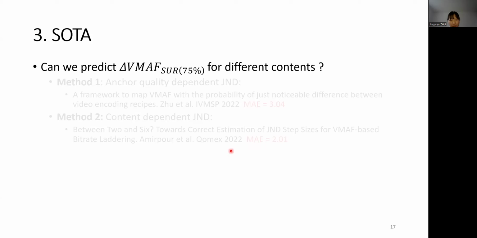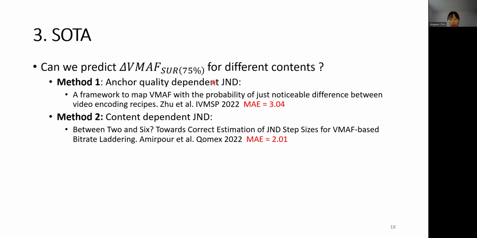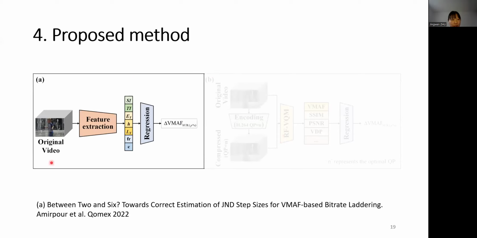Because the delta VMAF is very content dependent, can we predict it for different content? There is some previous work that tries to predict the delta VMAF. However, the prediction errors are still quite big. So here is how the previous state of the art for predicting delta VMAF works. It extracts features from the original videos, SRC, features like SITI, VCA, frame rate, colorfulness, etc. And then they put these features into a regression model to predict the delta VMAF for a certain SUR threshold.